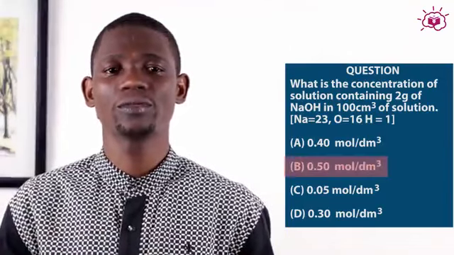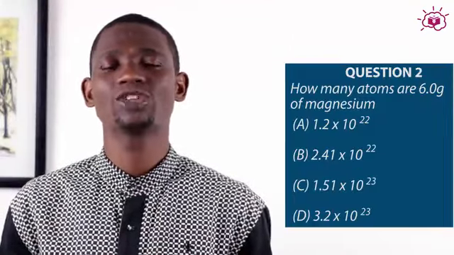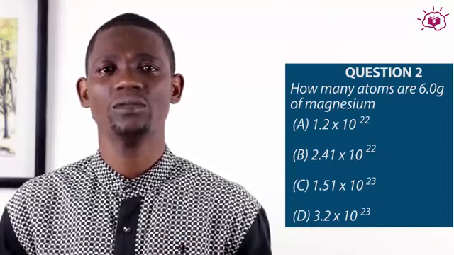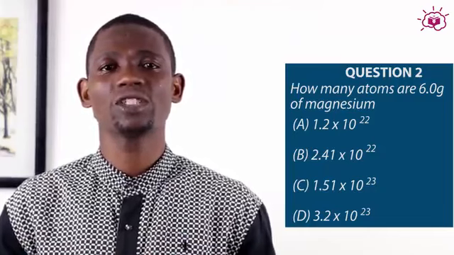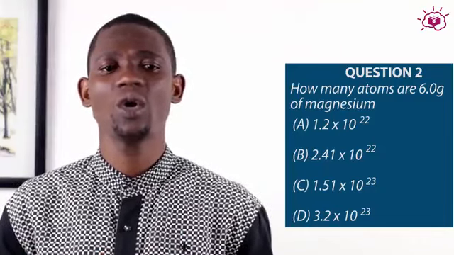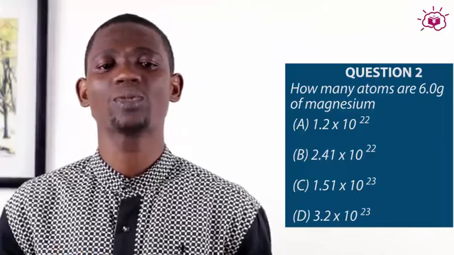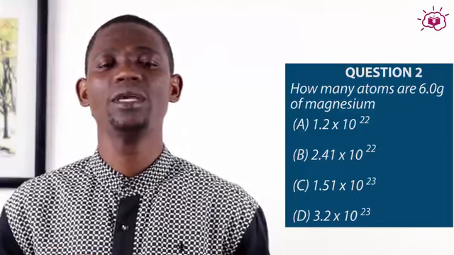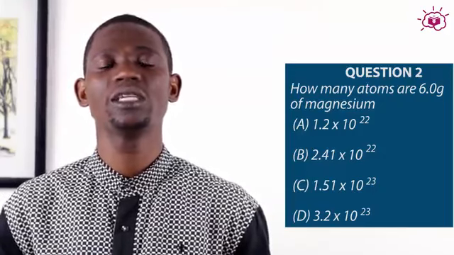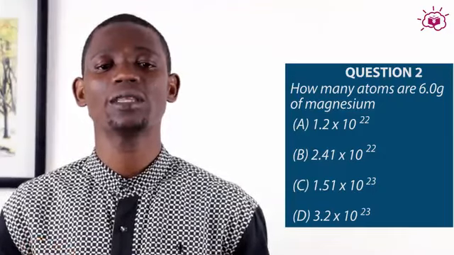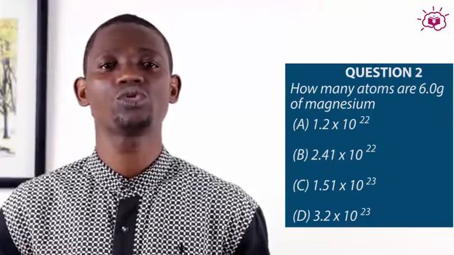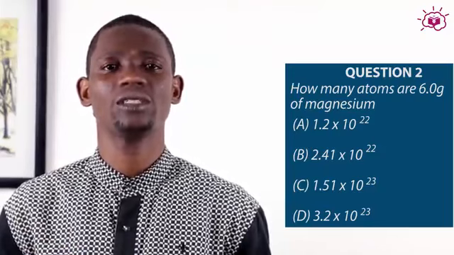Number 2. How many atoms are in 6.0 grams of magnesium? Relative atomic mass of magnesium is 24. Options: A. 1.20 times 10 raised to the power 22. B. 2.41 times 10 raised to the power 22. C. 1.51 times 10 raised to the power 23. D. 3.02 times 10 raised to the power 23.